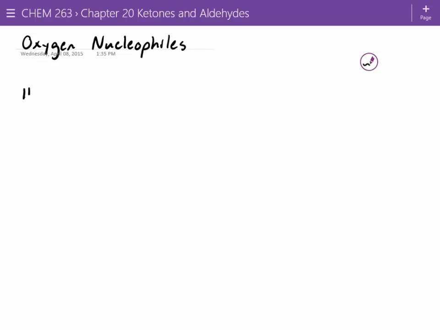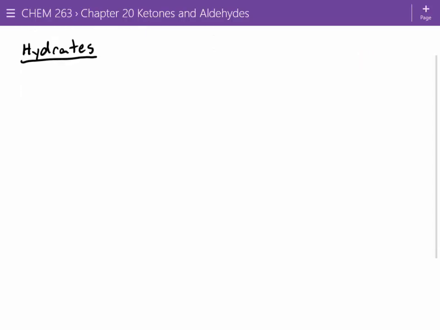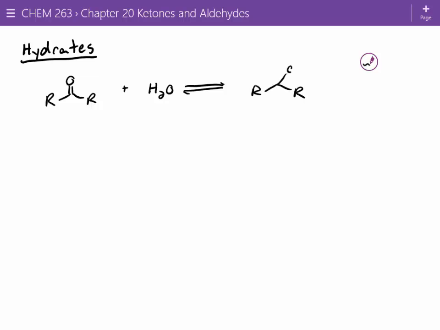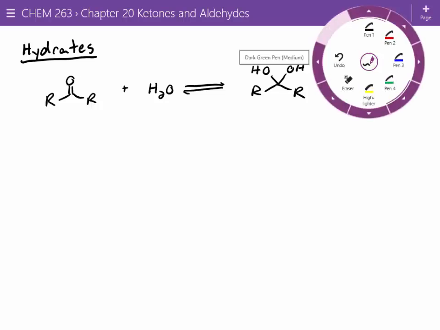And the first one we'll discuss is hydrates. The overall reaction for forming a hydrate is pretty straightforward. We've already seen the basic mechanism, so I'll show a generic ketone, and then I'll show this reacting with water. And this is in equilibrium with a geminal diol, or simply called a hydrate.